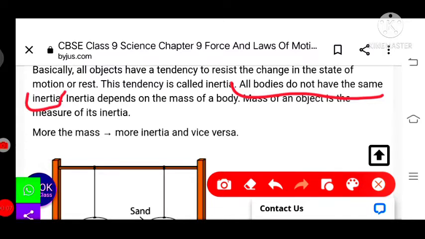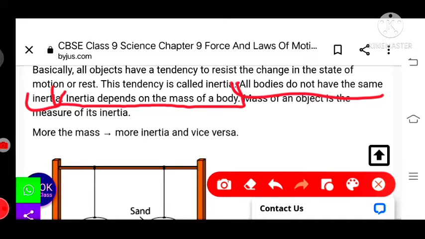Because it means that the inertia of sand is different from the inertia of water. Inertia of water is different from the inertia of the pillow, or the inertia of the pillow is different from the inertia of the ball. So the inertia of all the objects or all the elements are different from one another. Inertia depends on the mass of the body.